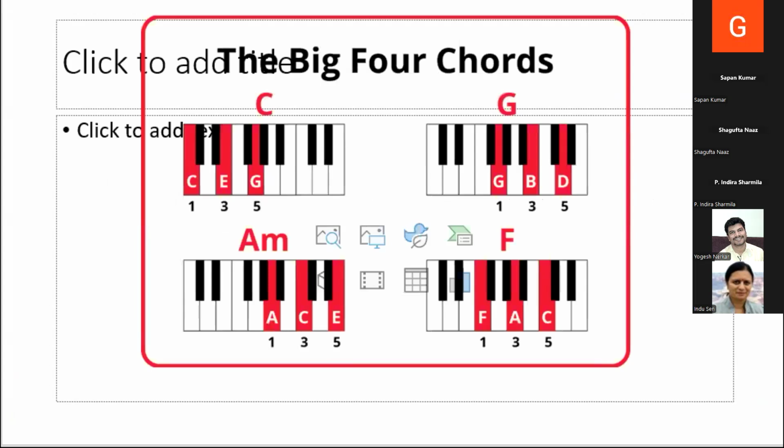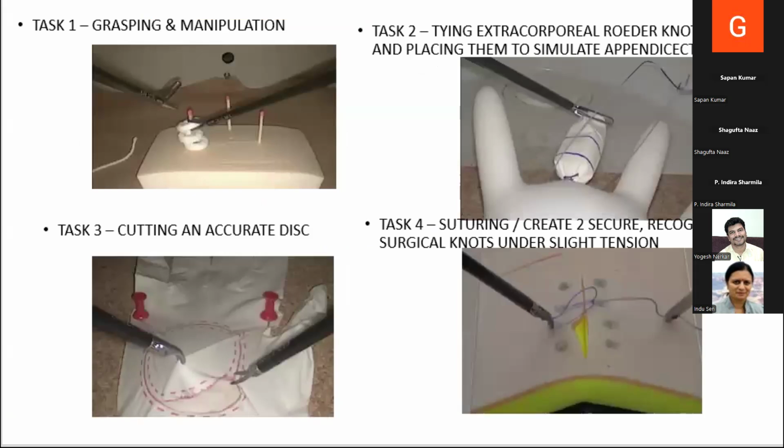So, many of you would have heard of four chords. There's a group called Axis of Awesome who theorized that all pop songs ever played can be played with just these four chords: C, G, A, and F. What it means is that if somebody can practice these four chords, they can play almost all the pop songs ever created. Similar to that, somebody in the surgical community divided the very complex laparoscopic skill into four basic tasks.